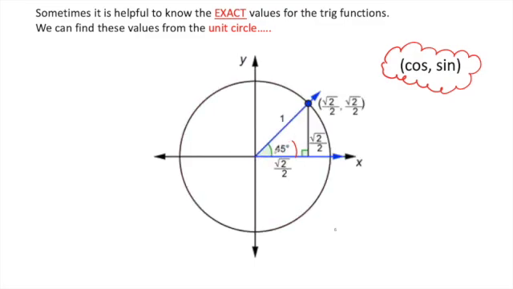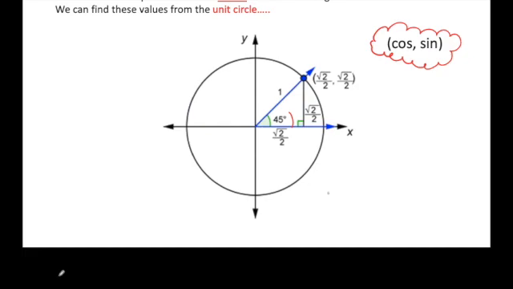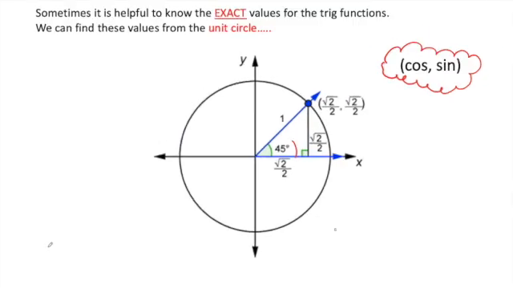Look, we now have our 45-degree angle. Remember, we're working with our special triangles, so we're going to look at 30 degrees, 45 degrees, and 60 degrees in each of these quadrants.